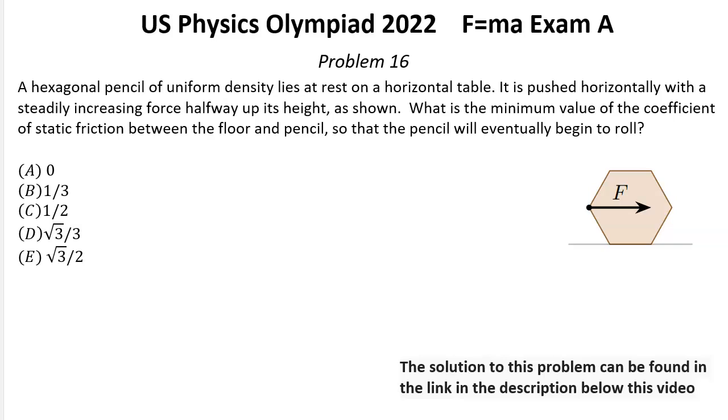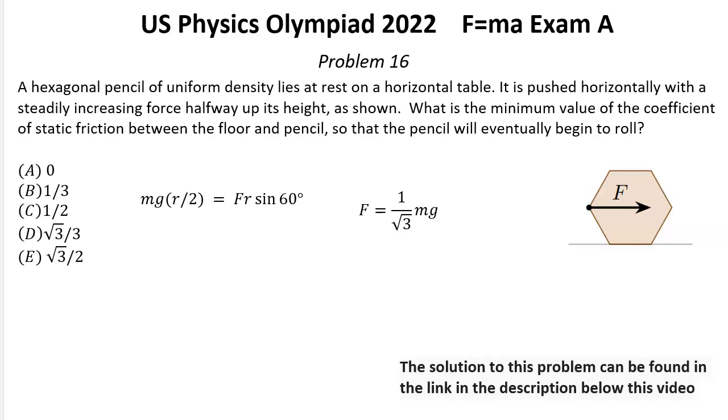If the pencil is about to start rolling, the normal force on it will be concentrated at the far end of the pencil. Taking torques about this point, the torque of the applied force must balance the torque due to gravity. If the pencil has a side length r, then this implies the equation mg times r over 2 equals F r times sine 60 degrees, which gives us force F equal to 1 over root 3 times mg.